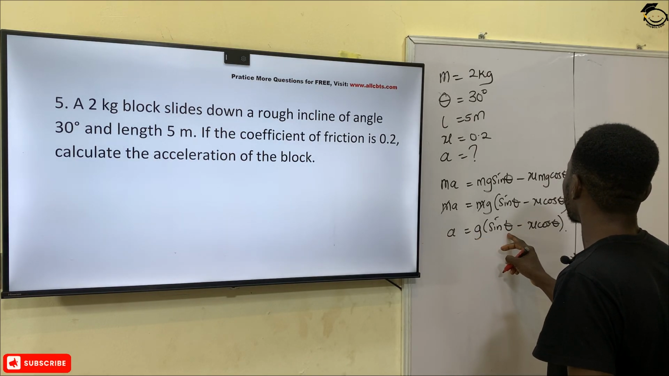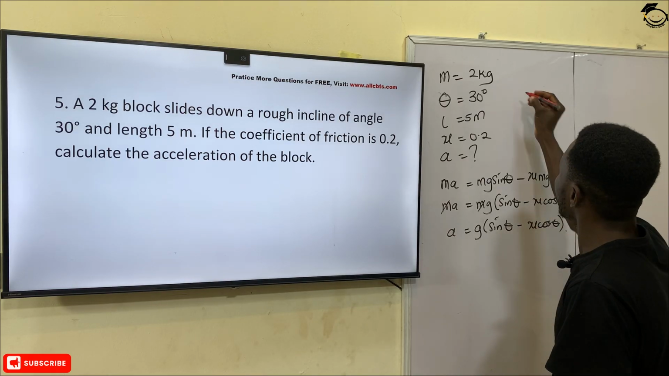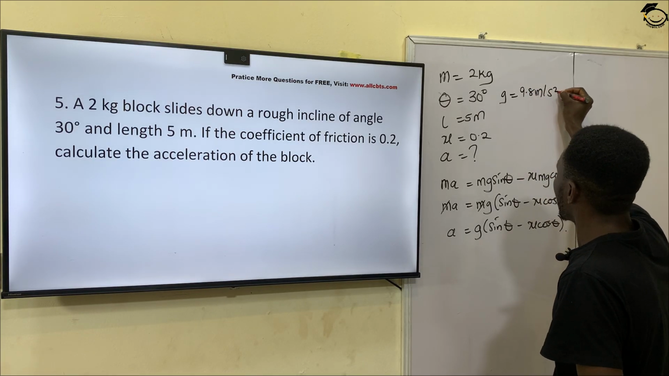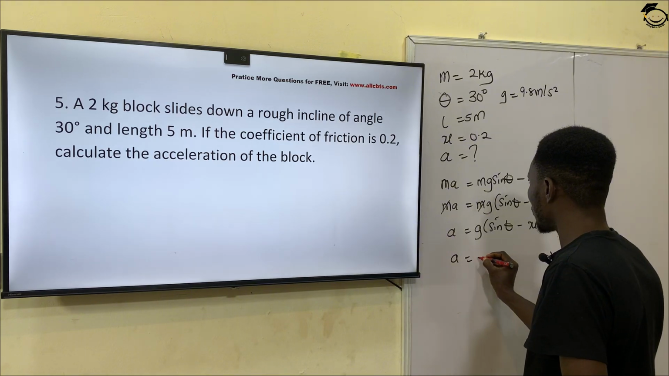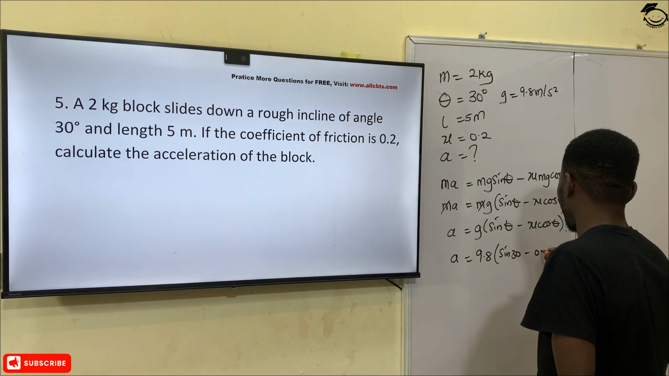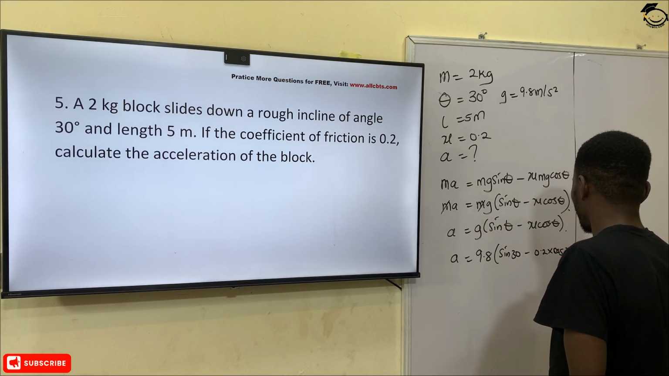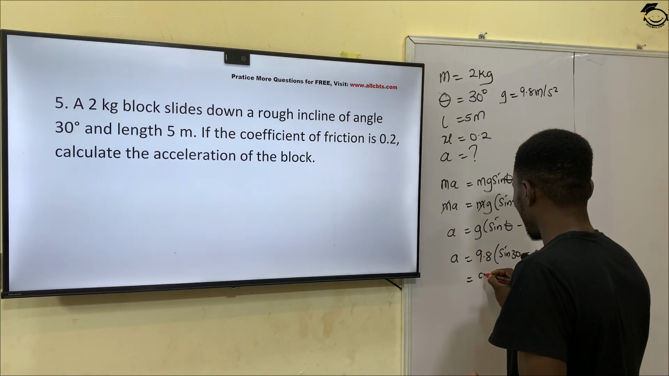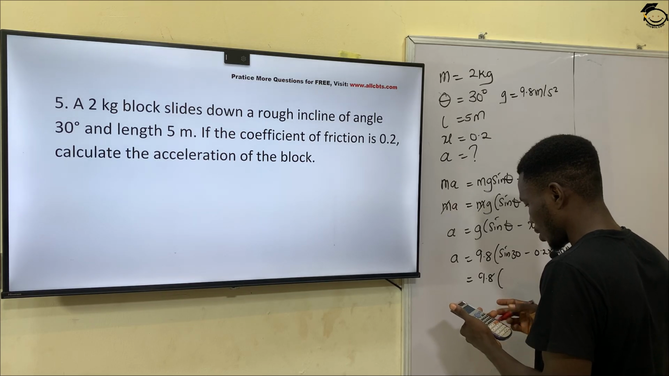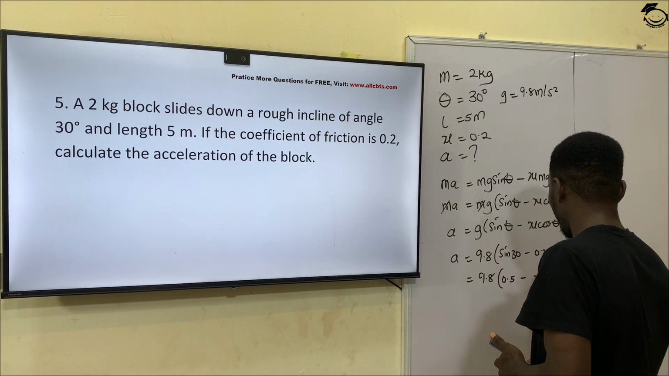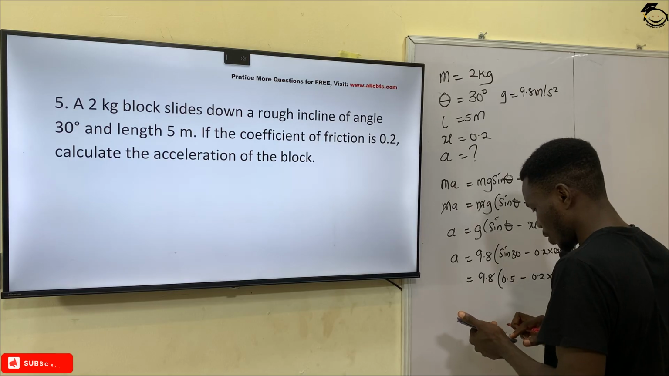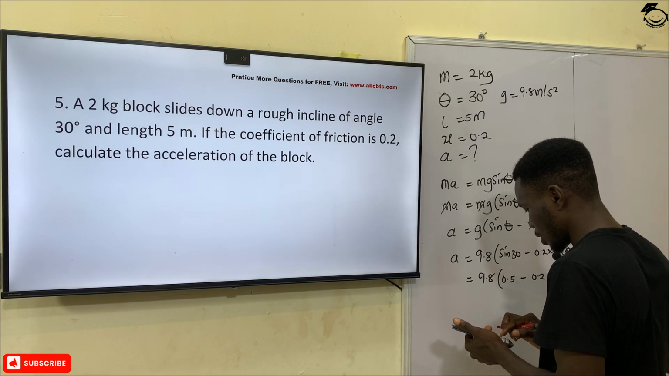So this means that for me to find my acceleration, since I already know what my theta is, I know what mu is, and I know that g is a constant. Since g was not given, we're going to use 9.8 meter per second square. So this means that my acceleration is equal to 9.8 in bracket sine 30 minus 0.2 times cos 30. So this will give me 9.8 in bracket sine 30, that's 0.5, minus 0.2 times 0.8660.